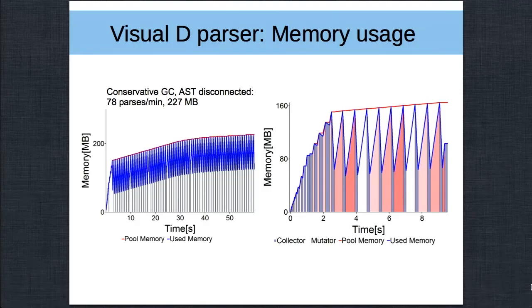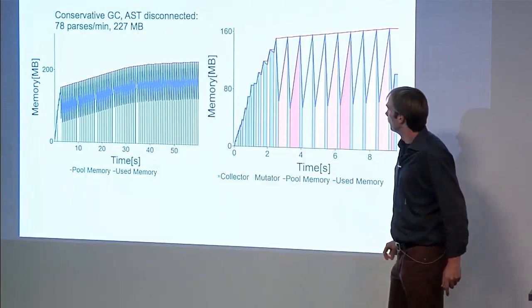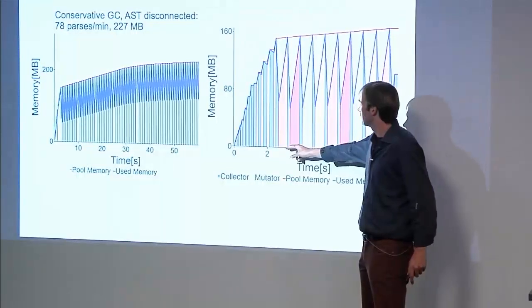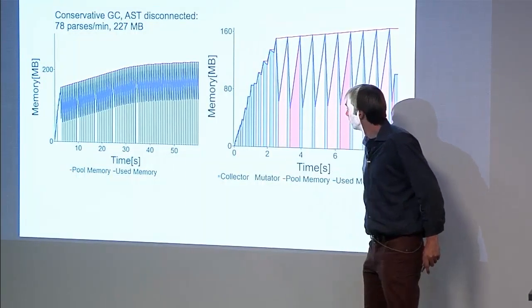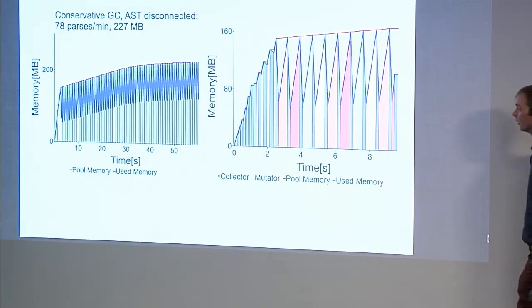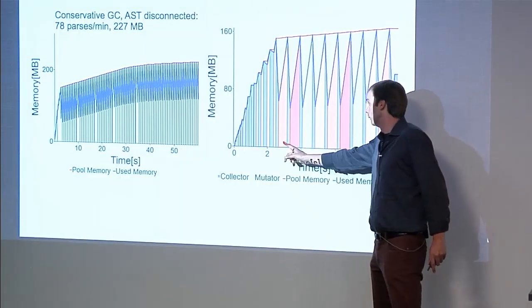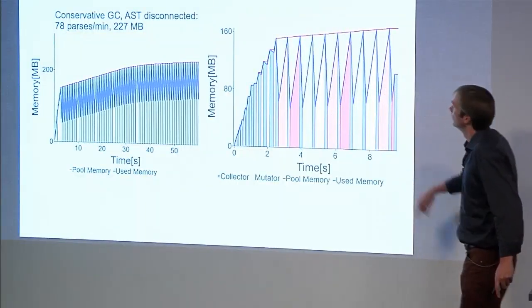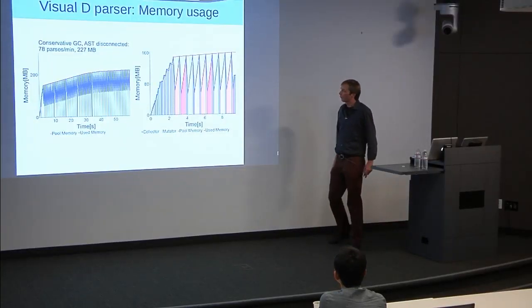So here I have zoomed in on the first 10 seconds of this phase. What you see here is that the blue bars show the time where the collection runs, and the red bars show the time where the program actually runs, while the brightness of the red changes with every pass. So you can see how it advances.